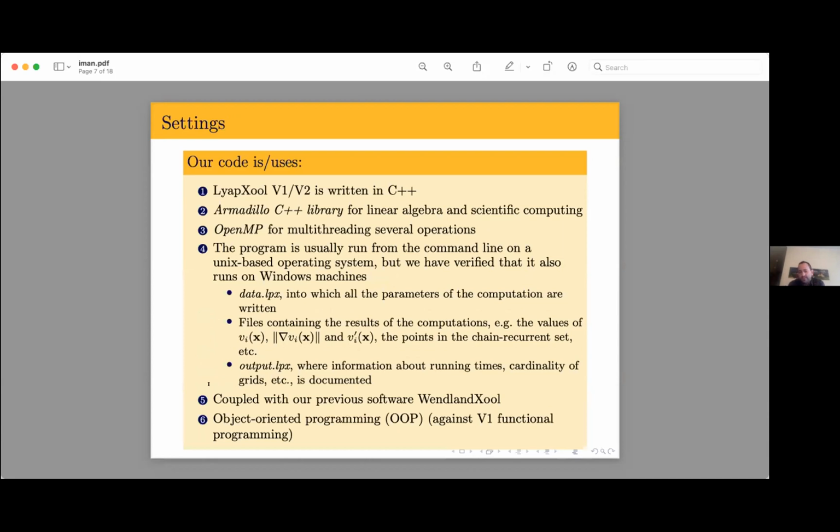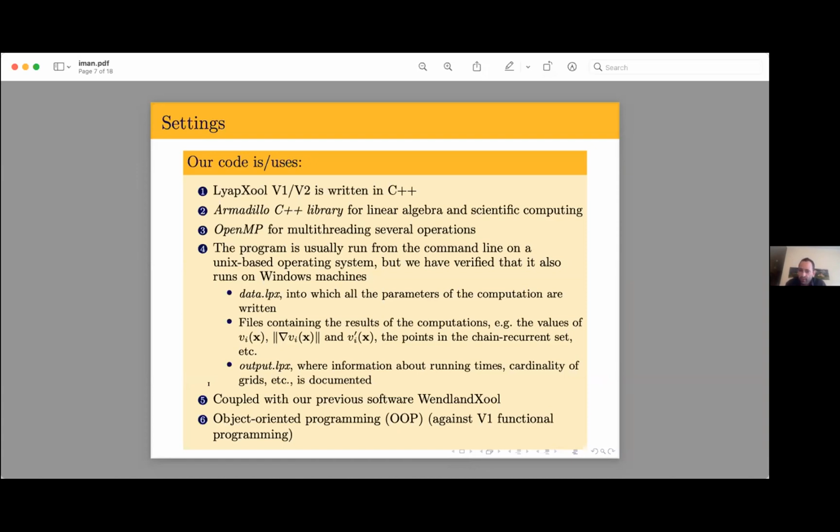Now, our code is in these settings. We have two versions, version 1 and version 2. They're both written in C++. All the algebra operations, the matrix and vector manipulation, are handled by the library Armadillo, which is very well parallelized and, for our taste, actually very fast. And to multi-thread several operations in the calculation of the complete Lyapunov function, we use OpenMP, which is a natural multi-threading for most C++ distributions. This program was developed using Unix-based operating systems, so it runs very naturally in the command line.